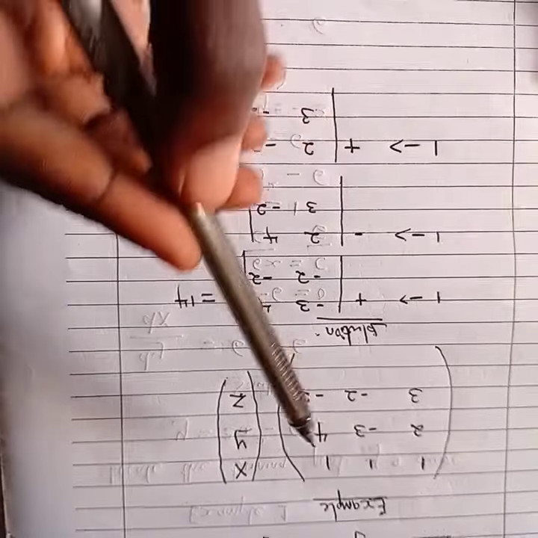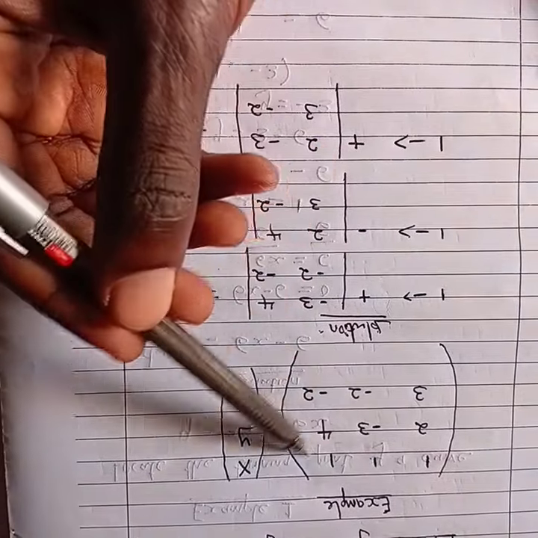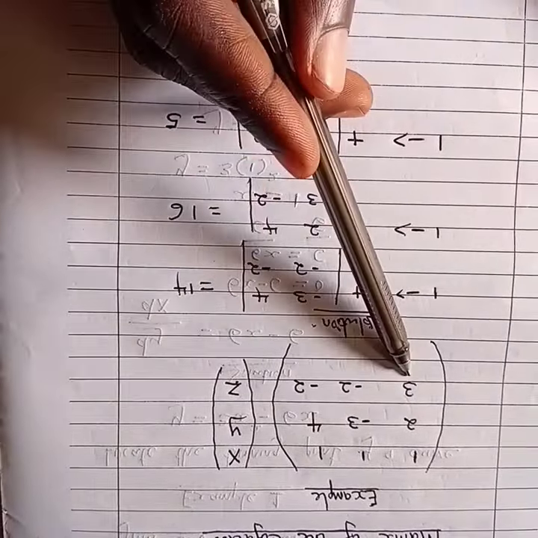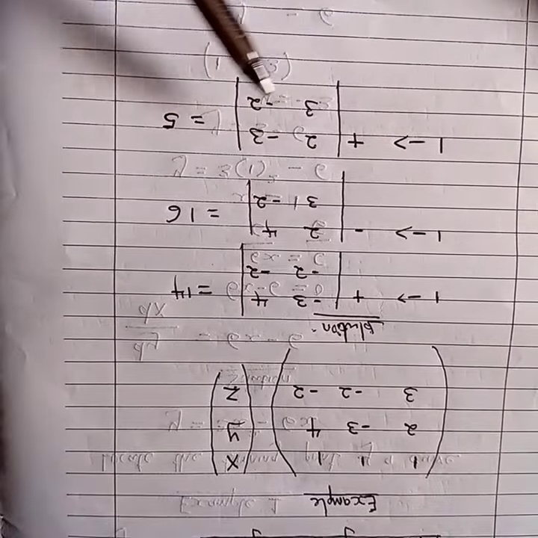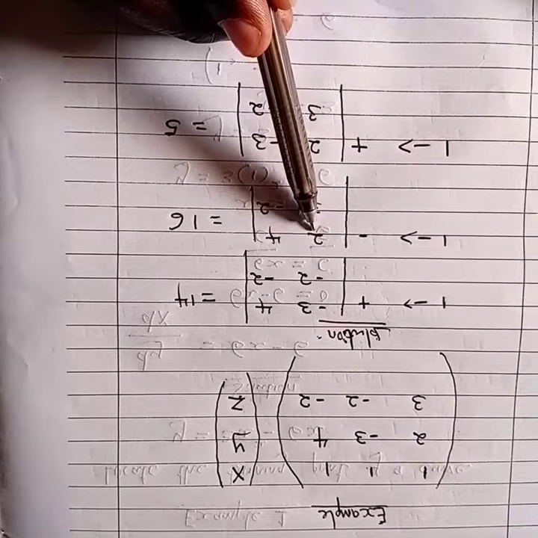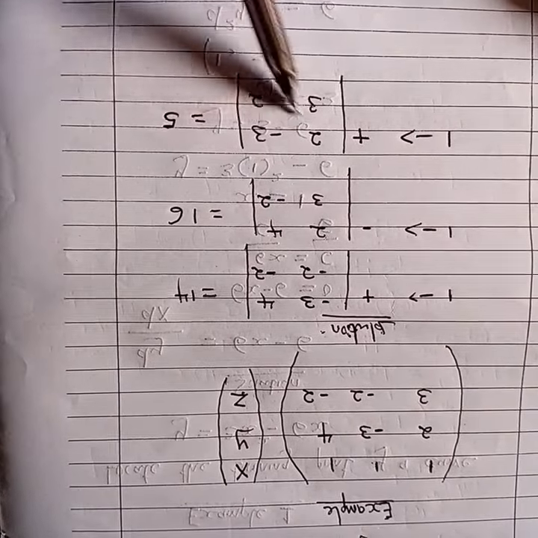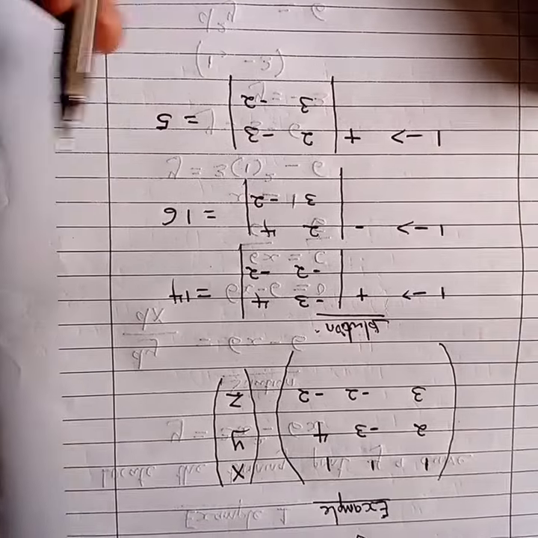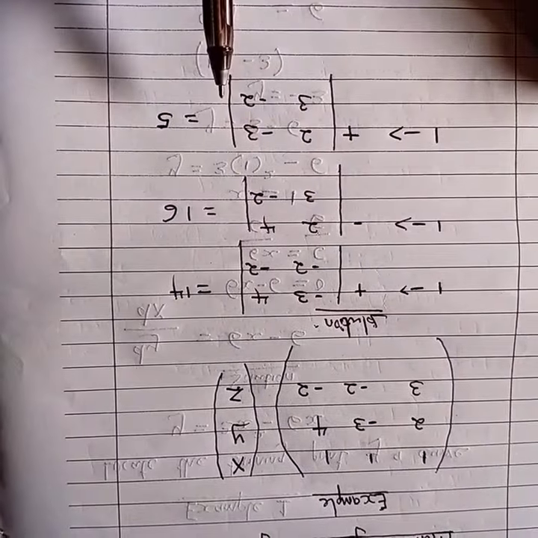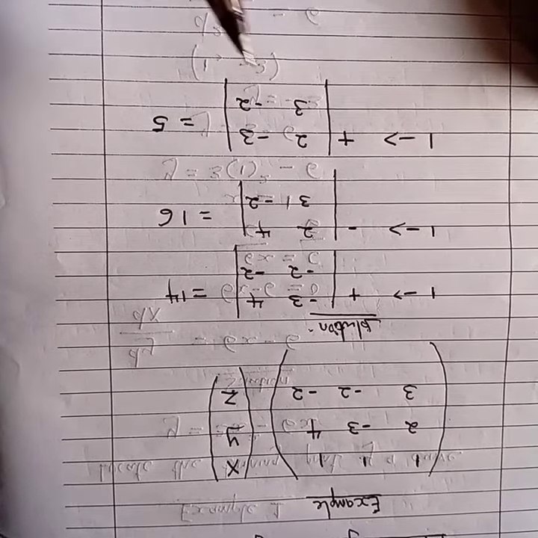Now, when you take the third 3, you ignore everything in this column and everything in this row. Now you'll have 2, negative 3, 3, and negative 2. When you find the determinant of this one, you get 16. Determinant of this, you get 5. That one will be on the first row here, which you could write as 14, 16, and 5.